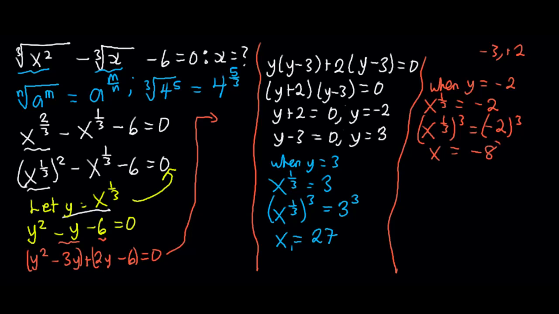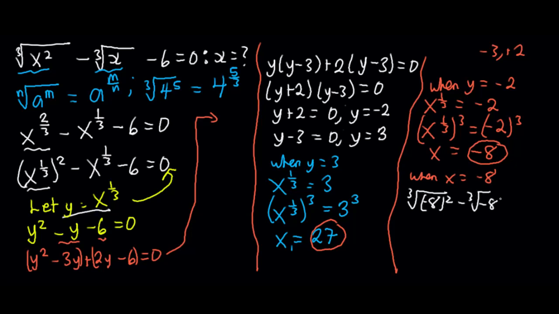So now we are going to test these two values of x. When x is equal to -8, we are going to get the cubic root of -8 all squared, minus the cubic root of -8, minus 6. And from the calculator, this gives us 0. So x is equal to -8 satisfies the equation.